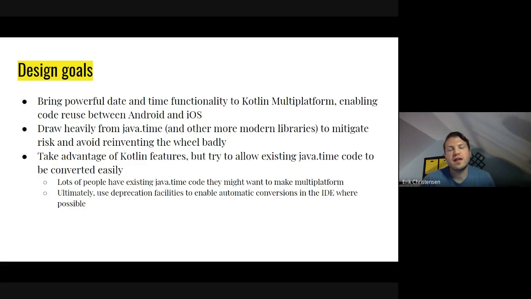We also want to take advantage of Kotlin features, but we also want to allow a lot of existing Java time code to be converted easily. A lot of people, including yourselves, probably have a lot of Java code that you want to be able to make multiplatform. So being able to do that is a good thing. Ultimately, the hope is that you can use deprecation facilities to do automatic conversions in the IntelliJ IDE wherever possible to help facilitate that.